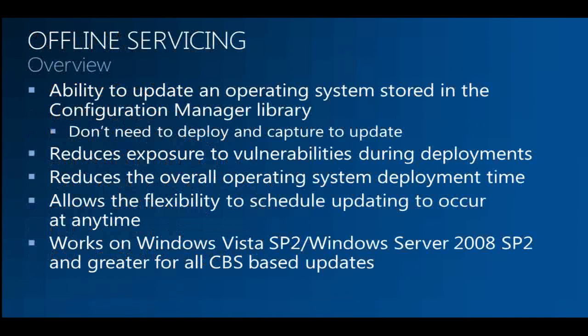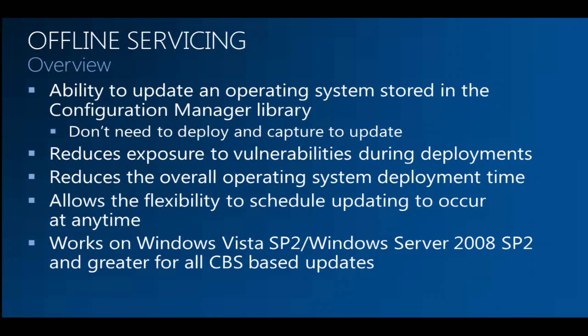So I wanted to start by talking about offline servicing. We received a lot of feedback from you that updating your images and recapturing them on a monthly or quarterly basis was a bit of a pain. And applying updates as part of the task sequence could lead to nondeterministic times for the task sequence itself, and sometimes you'd get some errors in there. And either way, you'd have a window where you'd have an unpatched machine on your network.